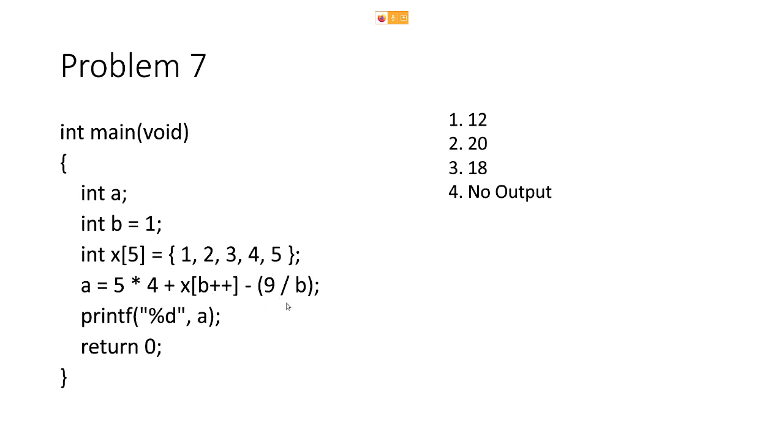Right. Yeah, that's correct. So b is here 1. Initially, the square bracket has highest precedence. So inside this b plus plus, b is 1. But this is a post increment, as you said. So the increment will happen later, but first x of b will be used. So x of 1, which is 2, will be used here. Then b will become 2, which will be used here. 9 divided by 2 will be 4. So 5 into 4 plus 2 minus 4 will give us 18.